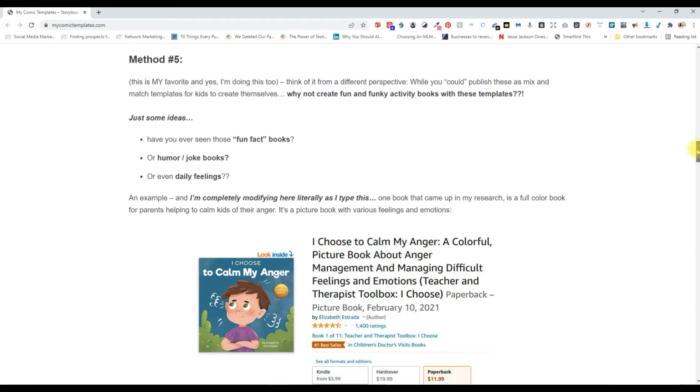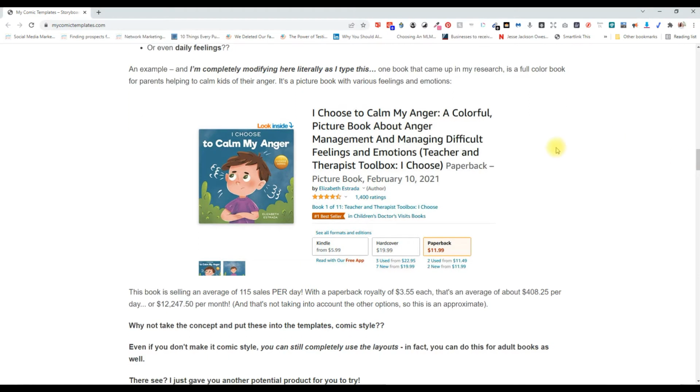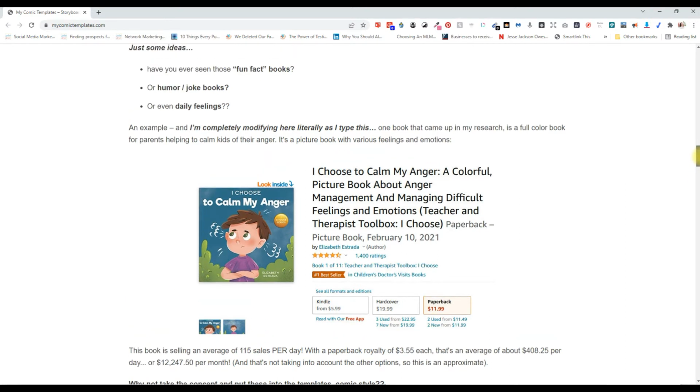And then the fifth method is pretty much the most comprehensive one. And she talks about using them as fun and funky activity books. One of the examples that she has is using them as a journal. And I'll show you a little bit about that idea when I show you the actual templates. And she's also suggesting fun fact books, joke books, that sort of thing.